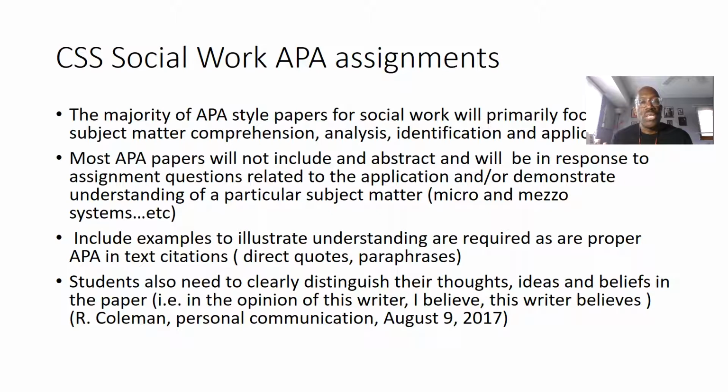So again, most of our papers will not require an abstract, and we'll tell you when they do. You need to also understand that you need to be able to cite your particular work. The difference with APA papers is that they're research papers. They want you to gather information about the subject matter from other sources, and they want you to cite them.